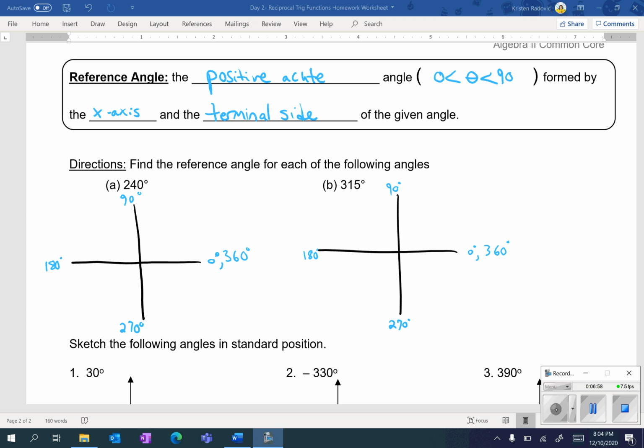So this problem is asking you to find a reference angle for each of the following. In order to find the reference angle, you're going to draw the original angle. We're going to start at the initial side on the positive x-axis. And again, 240, just like before, is between 180 and 270.